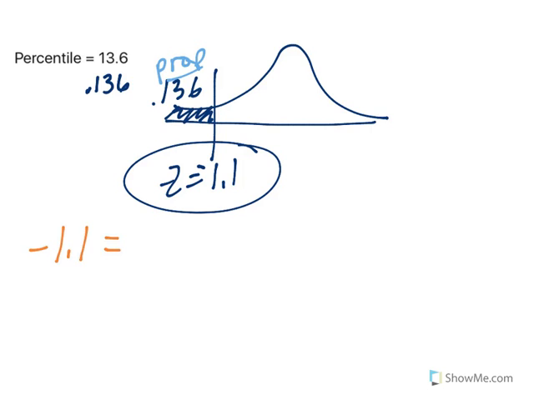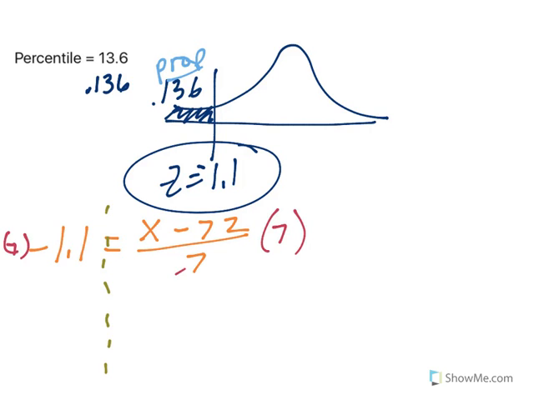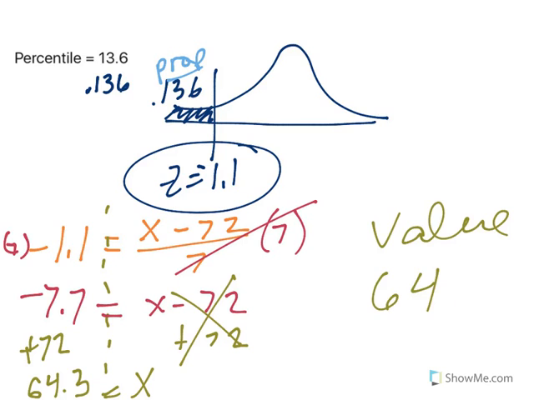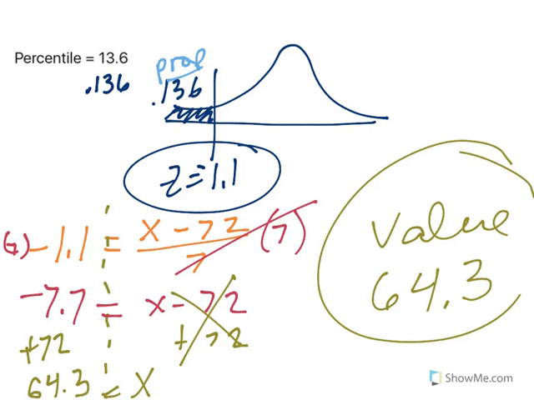So z-score equals value minus the mean over the standard deviation. And now we've done this multiple times already. We're going to multiply both sides by 7. So x minus 72 equals a negative 7.7. And I'm going to add 72 to both sides because a negative 72 plus 72 leaves me with just x. And negative 7.7 plus 72 leaves me with 64.3. So my value is 64.3 to 1 decimal place.